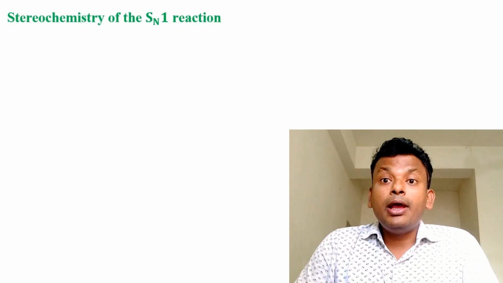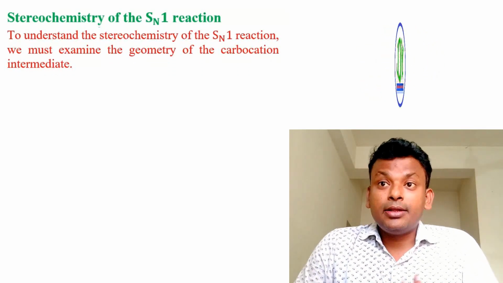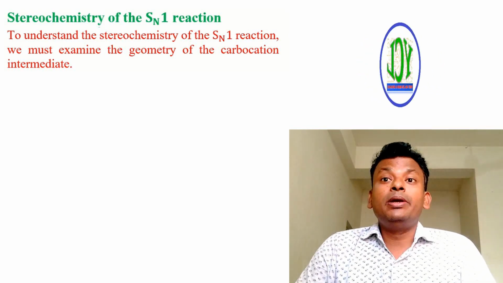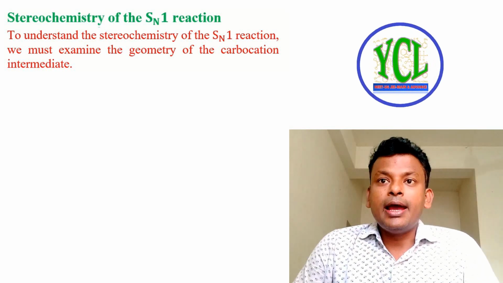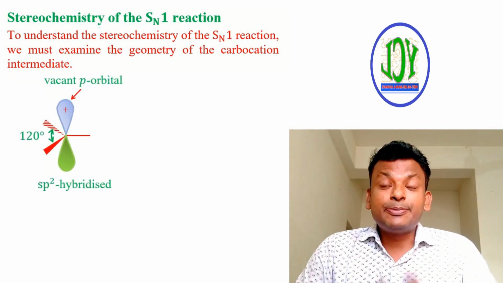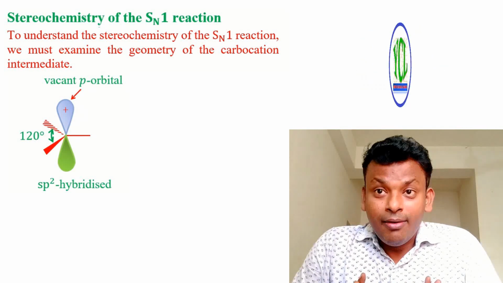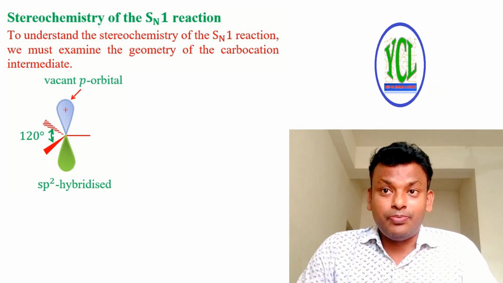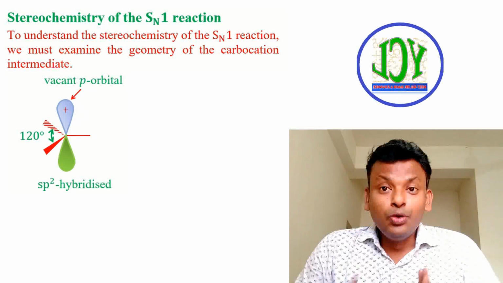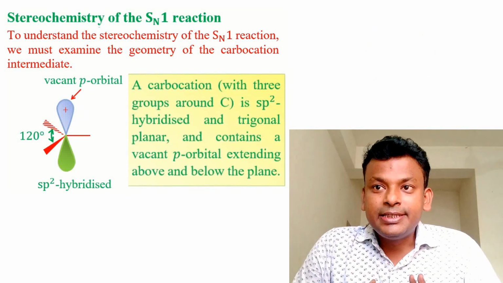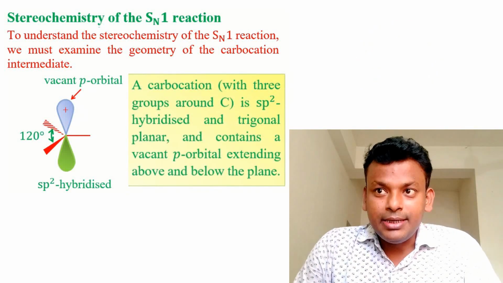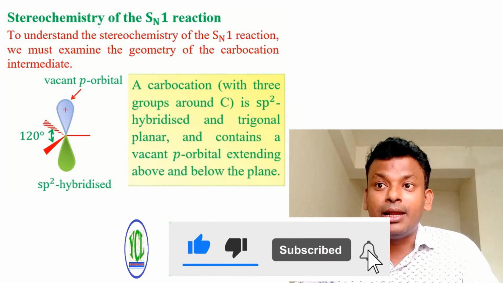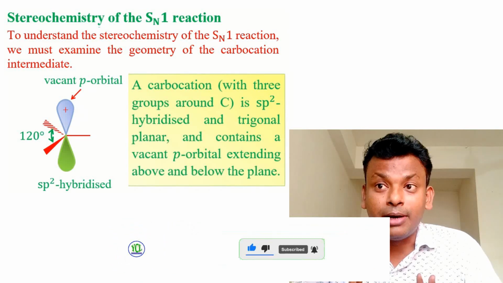Stereochemistry of the SN1 reaction. To understand the stereochemistry of the SN1 reaction, we must examine the geometry of the carbocation intermediate. Here the carbocation is sp2 hybridized, meaning trigonal planar, as in the given structure, and a vacant p orbital is also present. We know that a carbocation with 3 groups around C is sp2 hybridized, trigonal planar, and contains a vacant p orbital extended above and below the plane.